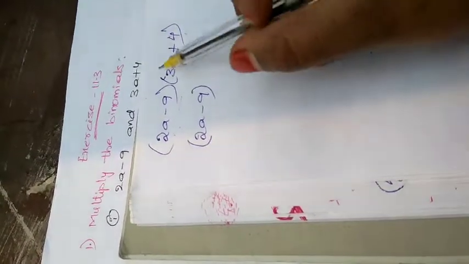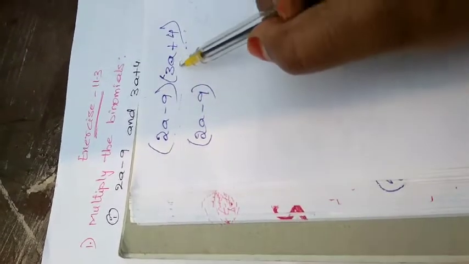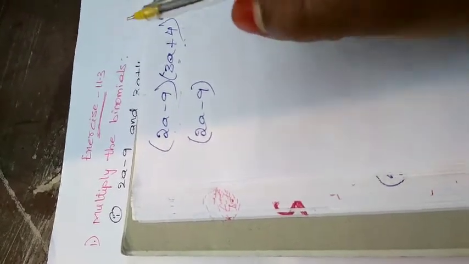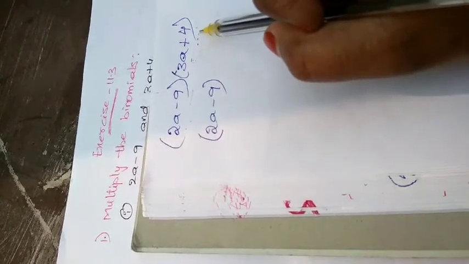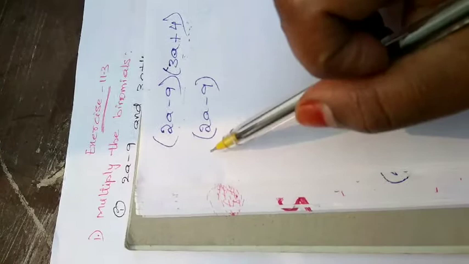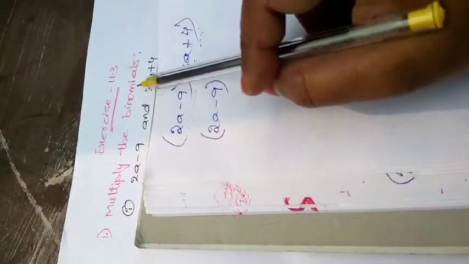Now here you check whenever you are taking the first expression, you check how many terms are there in the second expression. If you are taking first expression, check how many terms are there in the second expression. If you are taking second expression, check how many terms are there in the first expression. Here he mentioned it is both are binomials.